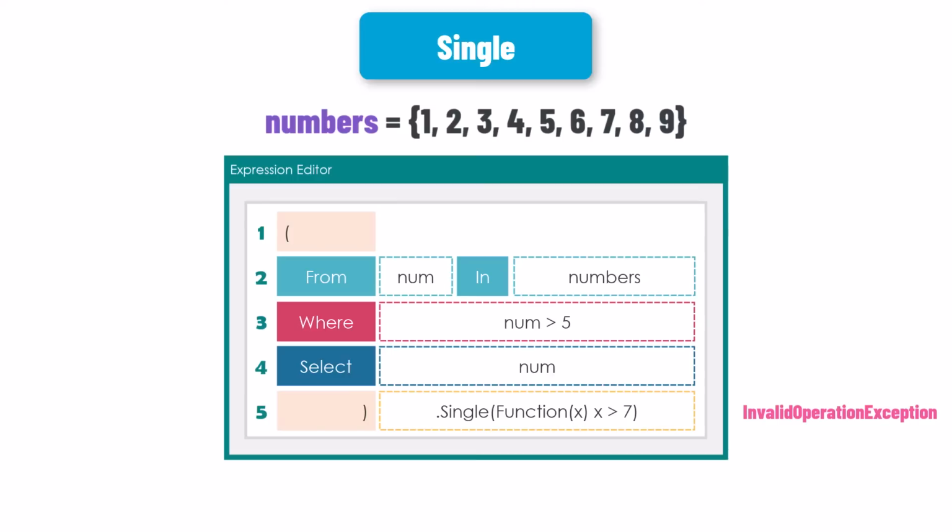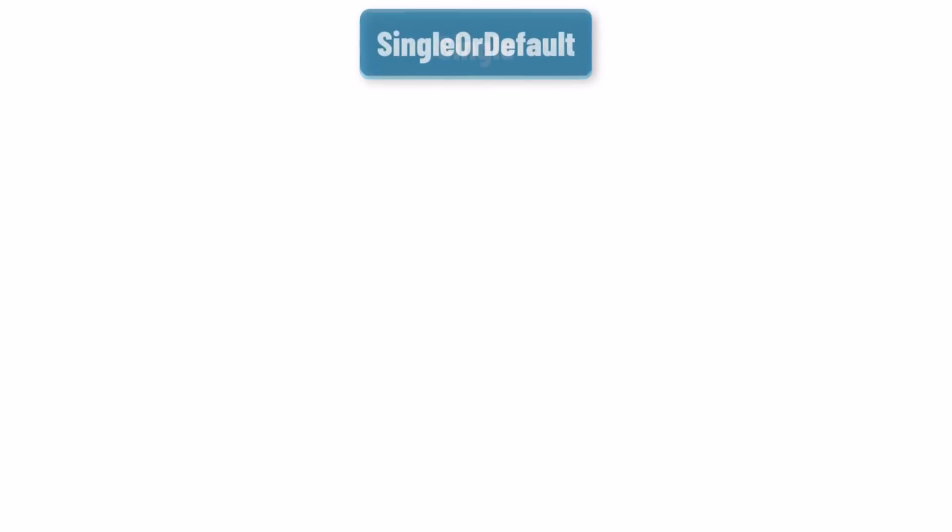So, no matter which overload is used, an exception will be thrown in case no elements or more than one element exist. I use the method after the query, but I can also use it inside the query with other clauses and methods, as I used the other element methods in the previous videos. That's all about the Single method. Let's now move on to the second method, SingleOrDefault.